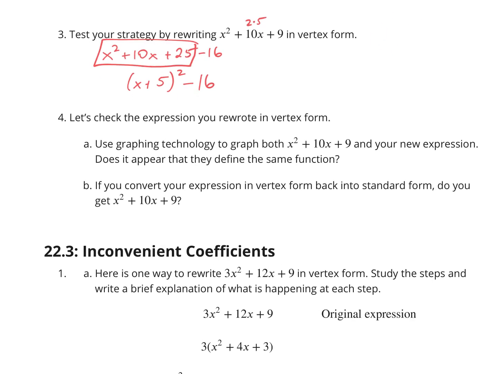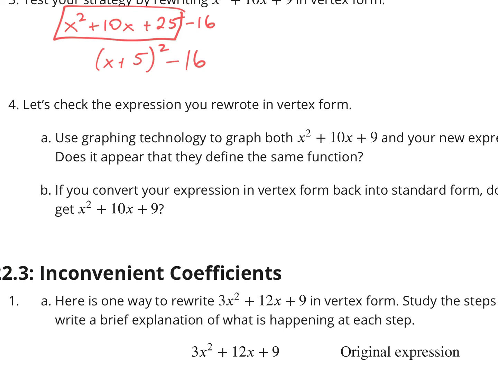So hopefully you saw that the graphs were actually the same. And let's go ahead and show what converting back into standard form would look like. So x plus 5 squared is just x squared plus 10x plus 25 minus 16. And then 25 minus 16 is 9, so we end up with x squared plus 10x plus 9.